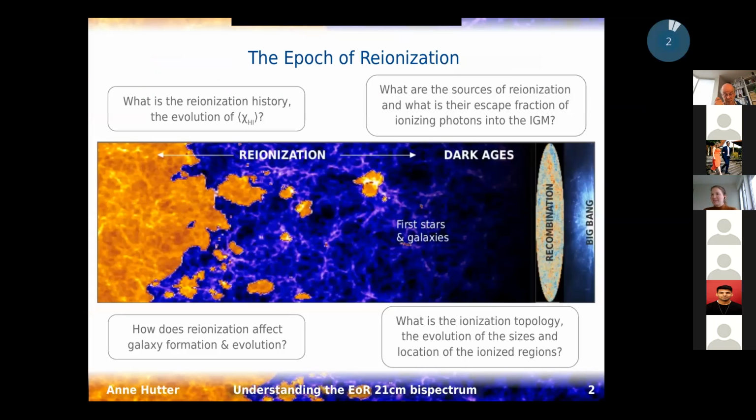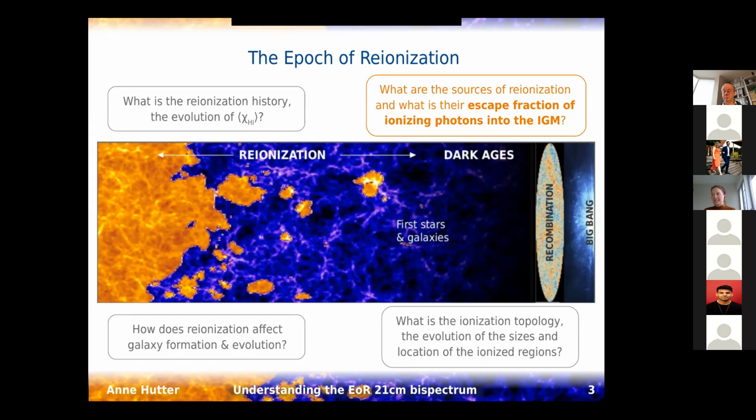So I believe I don't need to give a long introduction into the epoch of reionization. I think probably in the last session it was already clarified that the epoch of reionization describes the phase transition of the universe from a neutral to an ionized state, and this was mostly triggered by the first stars and galaxies. One of the main questions I'm really interested in is: what are the sources of reionization, and particularly when we're talking about star-forming galaxies, what is the escape fraction of ionizing photons into the IGM?